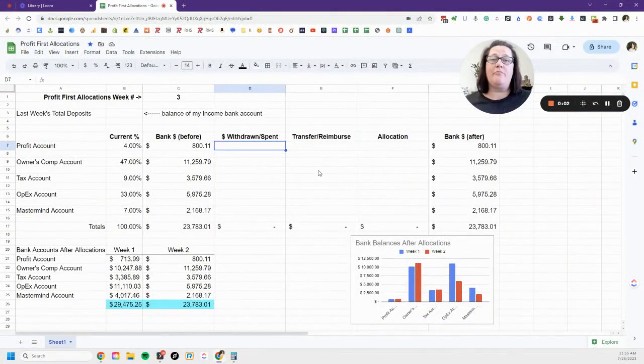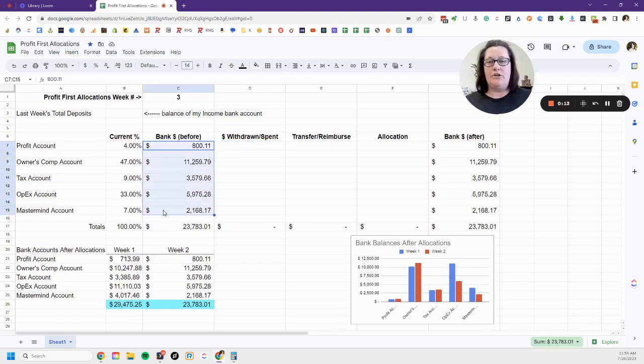Welcome back to week three of Profit First Allocations, looking over my shoulder to see how this works in action. So I've updated my spreadsheet. I've taken where we ended with week two. My bank balances are sitting in this column here at the beginning. And to update what's happened, I do allocations every Monday.